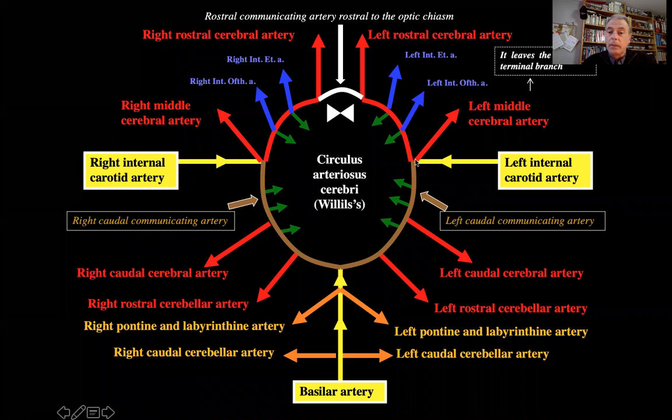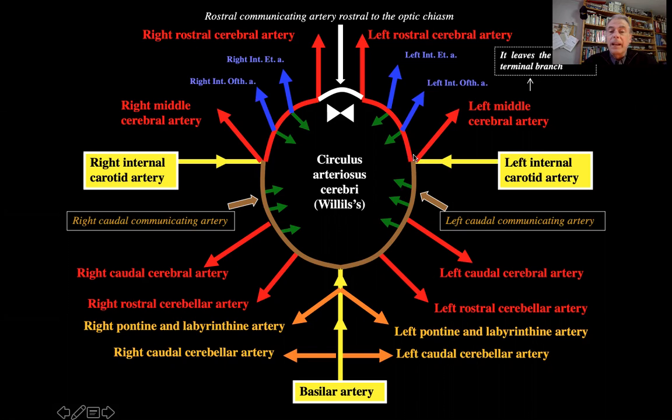So the connection from the internal carotid artery up to the basilar artery is called the caudal communicating artery, and that is on both sides. It's a paired structure. From this caudal communicating artery branch off the caudal cerebral artery and the rostral cerebellar artery on both sides.